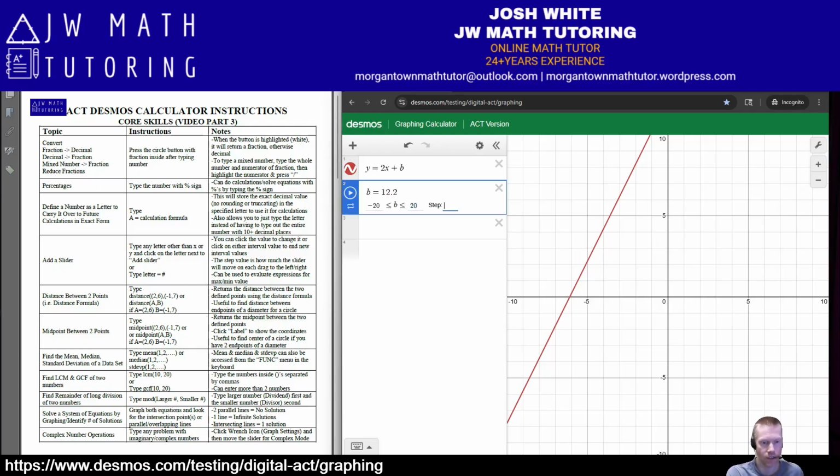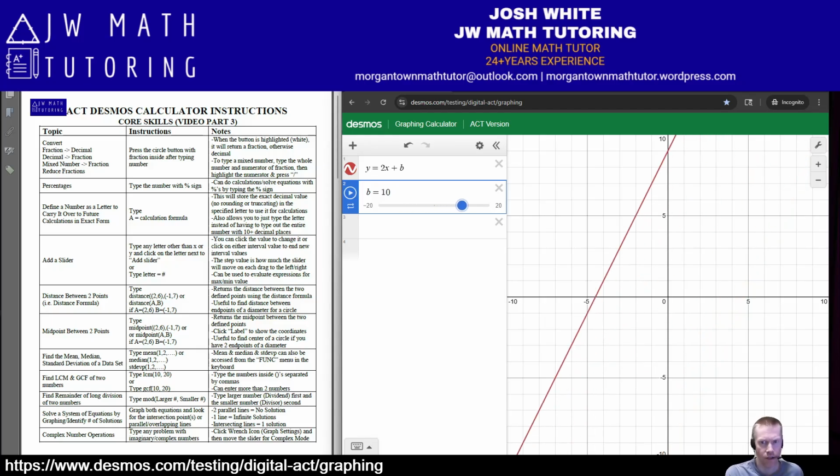So the step is how much the value changes by for each movement of the mouse. So if you're only looking at, say, integer values, maybe you set the step to 1, so that way it's just jumping only between integers. You're not concerned with all the decimal values in between those. Okay? So that's the basics of a slider.